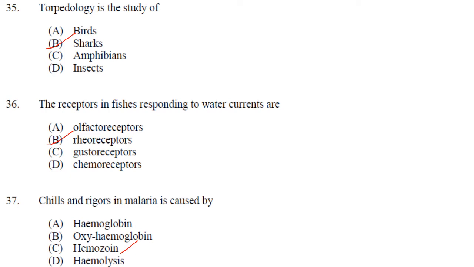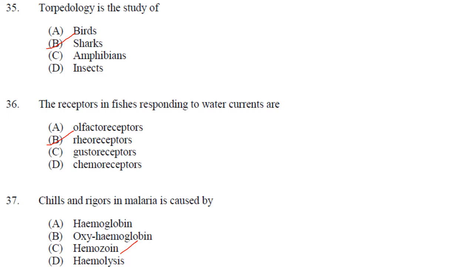The receptors in fish responding to water currents are. So they are called as the rheoreceptors. Answer is option B. Then chills and rigors in malaria is caused by. It is caused by hemozoin. Now hemozoin it is referred to as malarial pigment. And its formation is important for the survival of the parasite in the host body and discharges parasitic waste that are known to cause fever and chills in malarial patients.